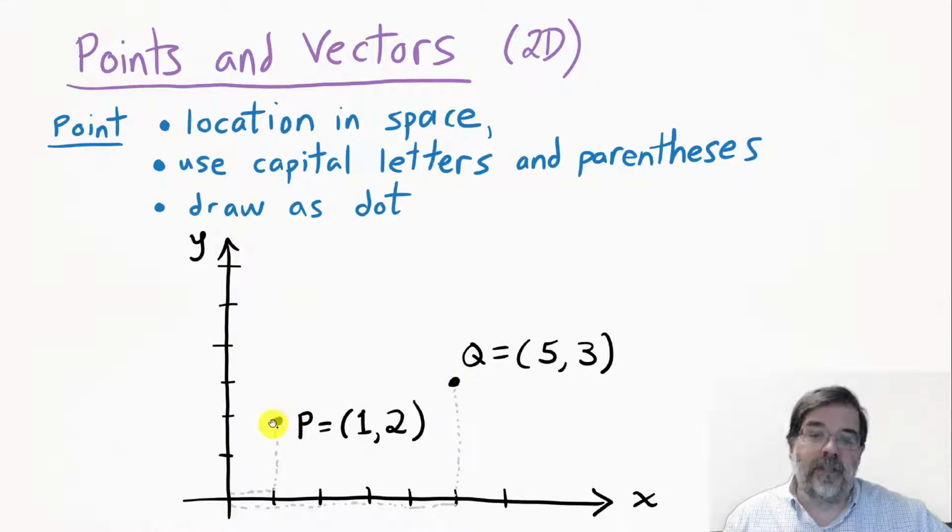So for example, in this diagram, here are 2 points. Here's the point P, (1, 2), which means you go over 1 unit on the x-axis and up by 2 units. And then over here is the point Q, the location (5, 3), which means you go over 5 units on the x-axis, 1, 2, 3, 4, 5, and up 3 units along the direction of the y-axis, 1, 2, 3. So those are points. You've probably seen them in an algebra class before.